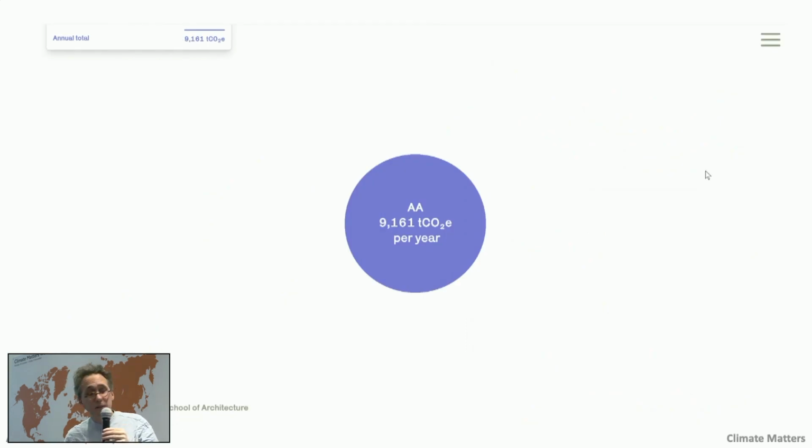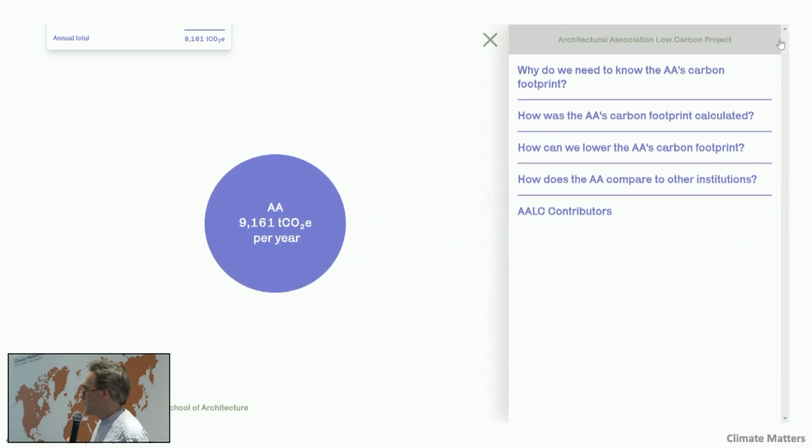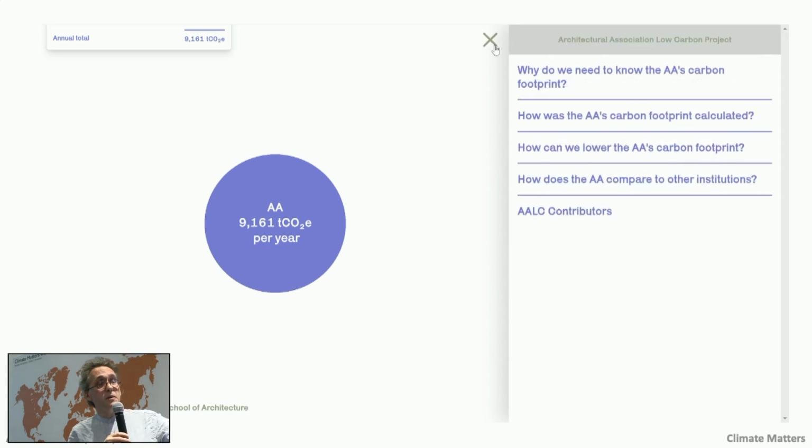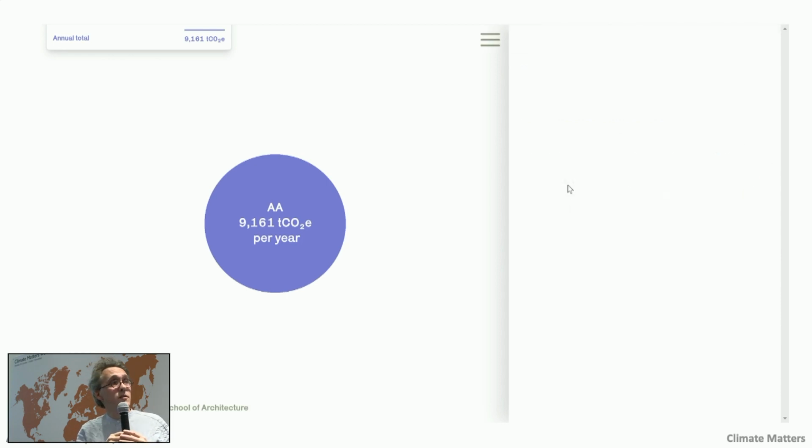So I'll finish in a minute, I'll give to Tom, but I want to finish on one point, which is to say that it is important to be transparent. We've tried to be very transparent in this process, and on the website all the data that was produced is available. The reports of both consultants, Small World and GreenGauge, are there, as are all the assumptions.